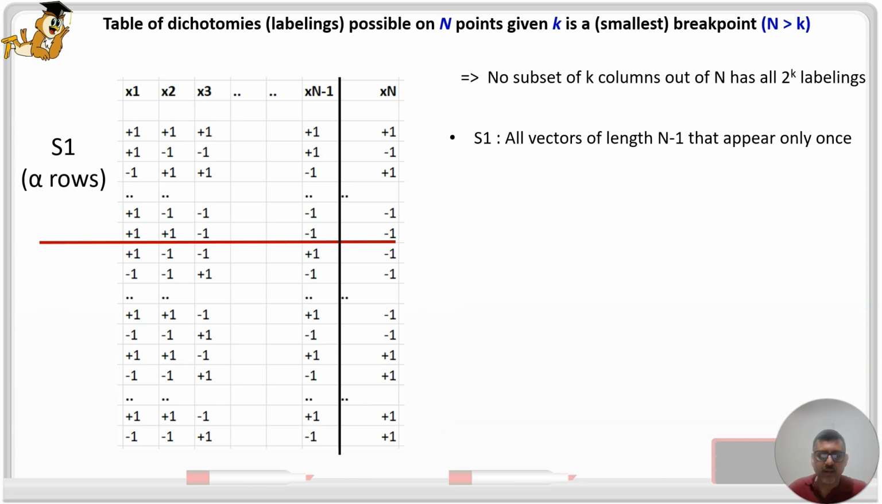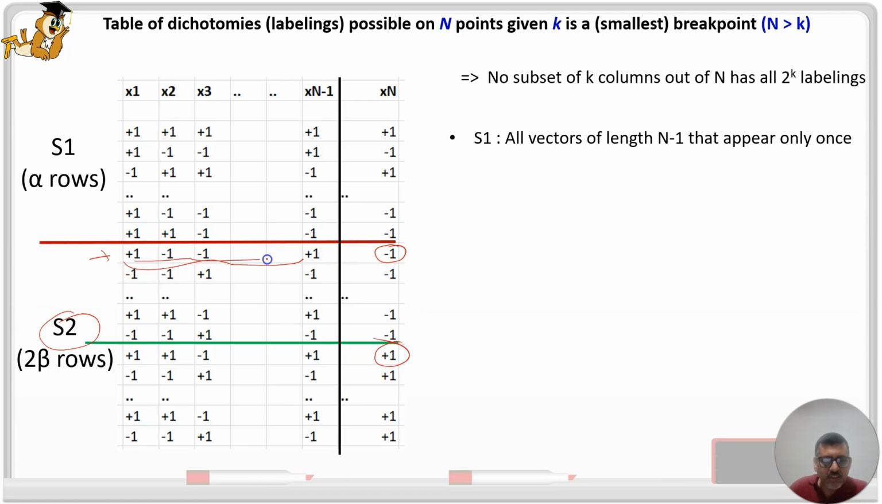Okay? Great. Of course, what is the other group? The other group S2 is the group of all dichotomies where both values of xn are possible. So, to illustrate, for example, this is one such vector where x1 through xn minus 1 took these values, and for those values of x1 through xn minus 1, both values of xn are possible.